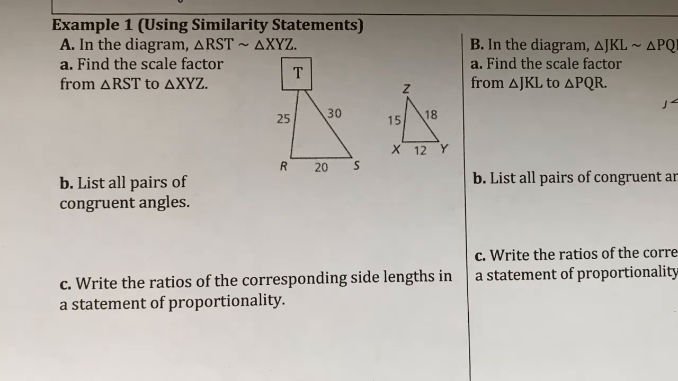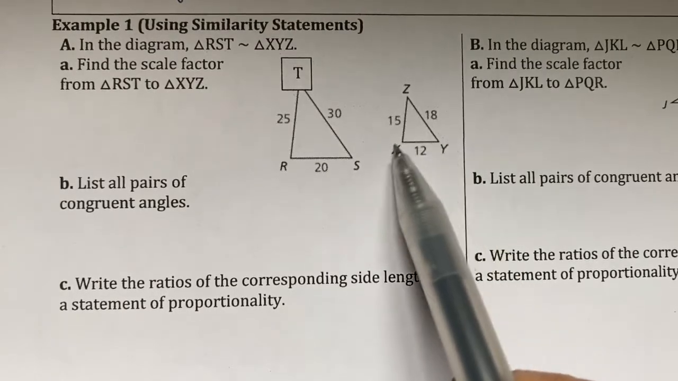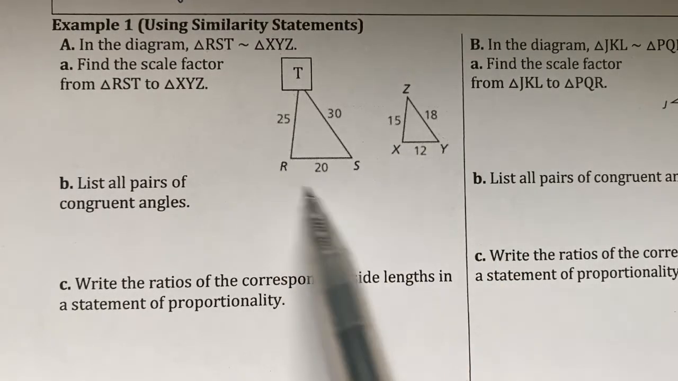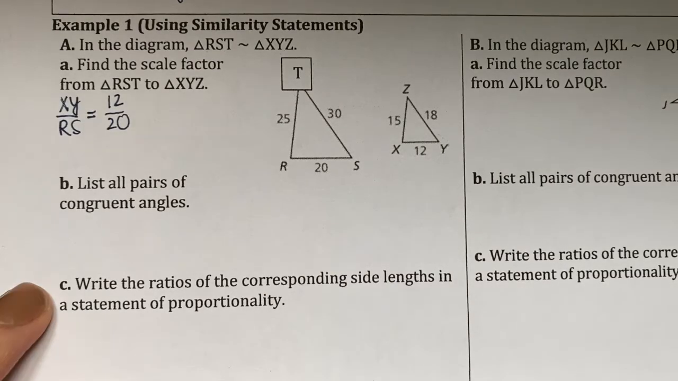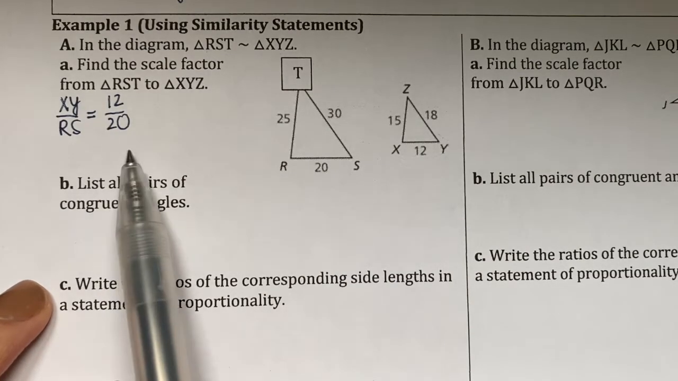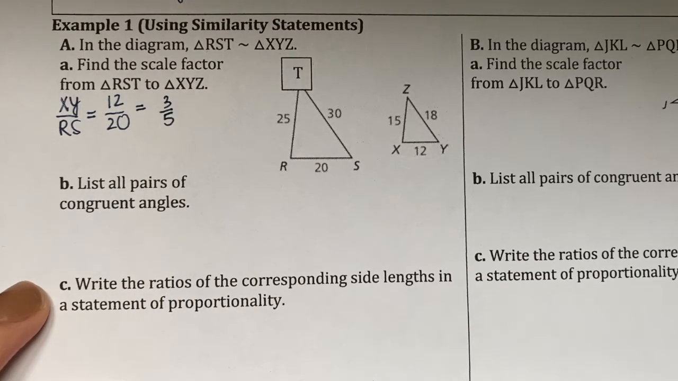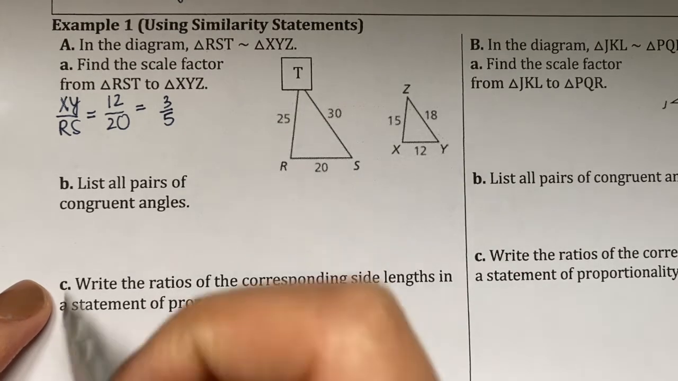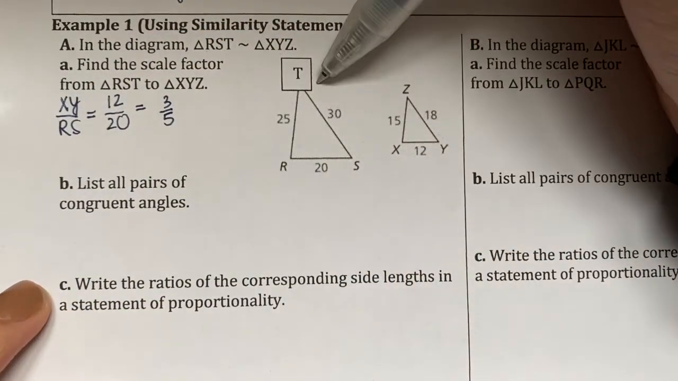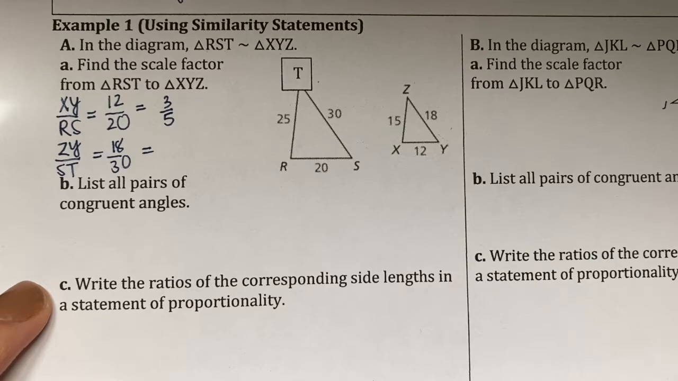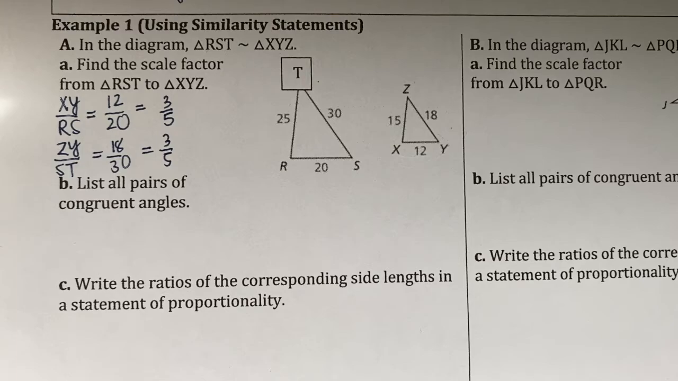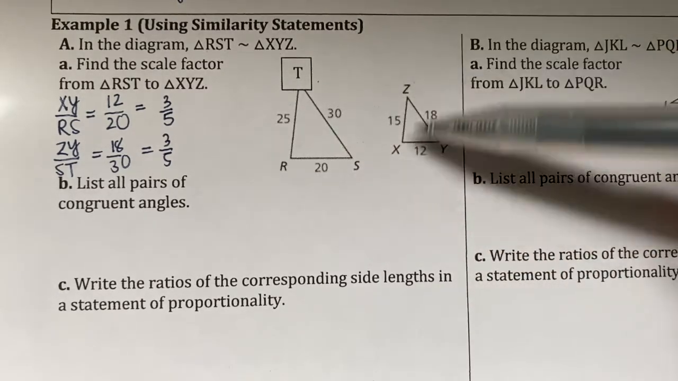Recall that to find the scale factor, we take new divided by original. So our new is this XY. This is what we want. We're going to divide it by what we started with, RS. So setting up that ratio, I get 12 over 20, and this is going to simplify to 3/5. Now for similar polygons, this ratio has to occur for all the corresponding sides. So we can check that. ST and YZ correspond to each other. We get 18 over 30, which also reduces to 3/5. And lastly, we just want to check the last pair of sides, RT and XZ.